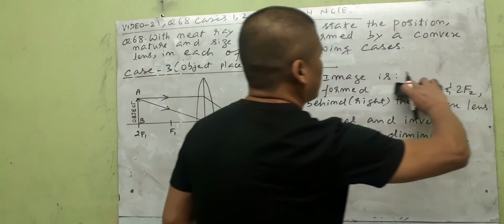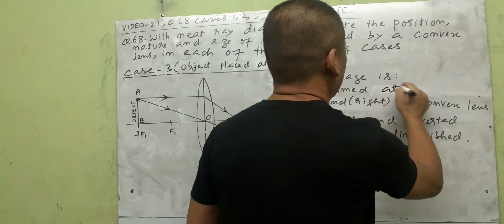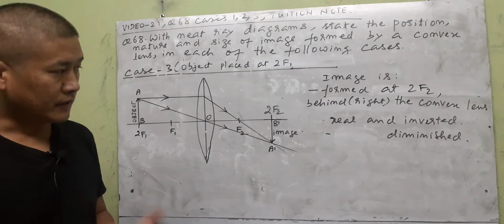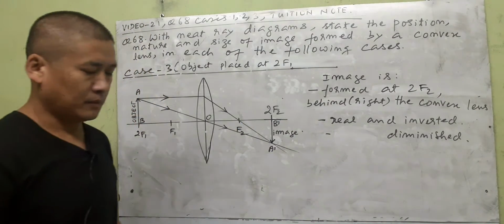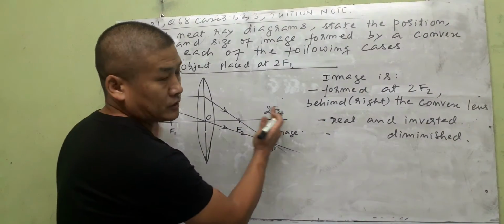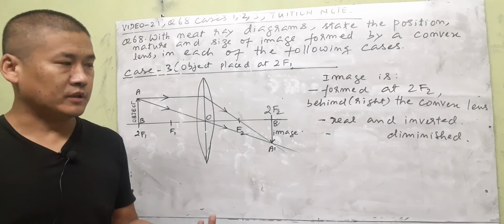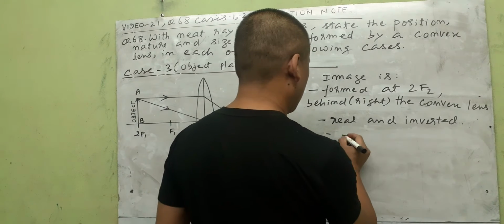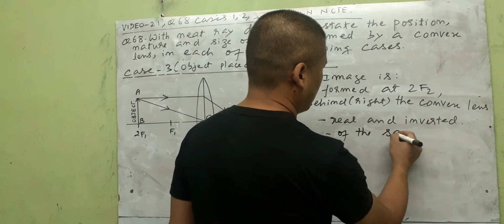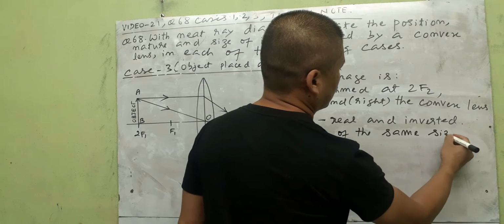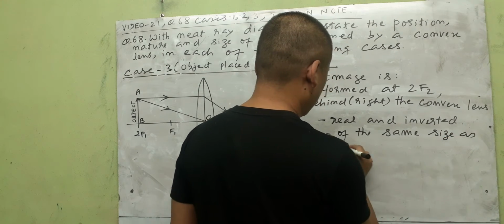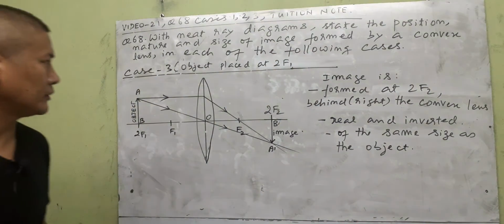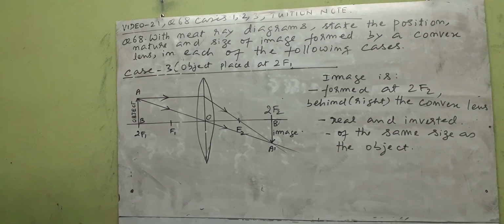So the image is formed exactly at 2F2, comma, behind or right side of the lens. Real, inverted still. That means you'll have to put a screen here, then you'll get the image. Otherwise you won't see the image, because a real image can't be seen unless on a screen. And the size is not diminished, the image is of the same size as the object. So this is case 3 completed.